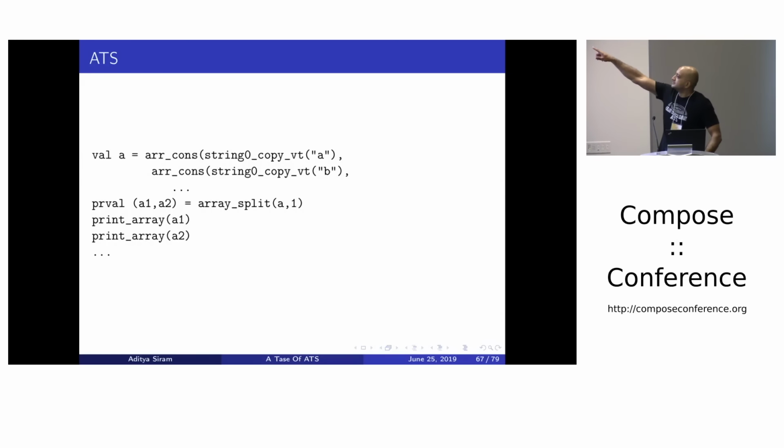So now we have array cons, and we call array split on it, which splits it out into two things, and I can print it out. No problem.